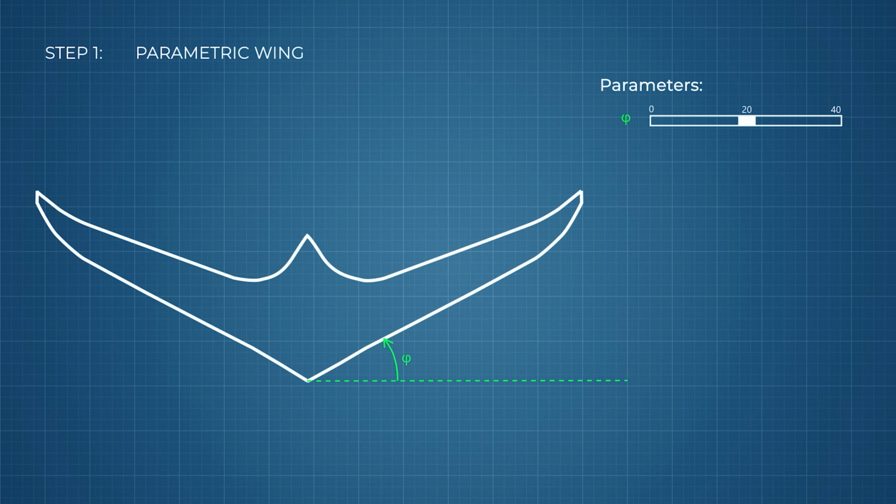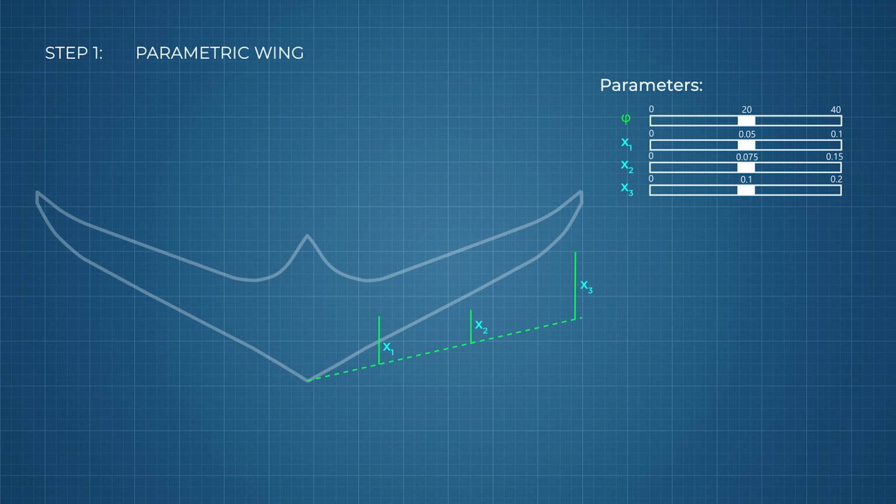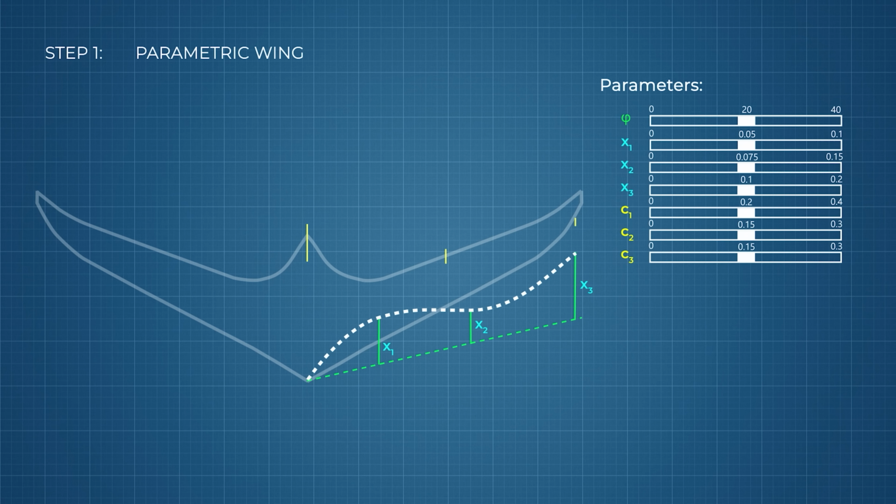But I didn't want the leading edge to be forced into a perfect straight line, so I added 3 more parameters that nudge the leading edge forward or backward at different points along the span. That's what allows the planform to morph smoothly instead of looking like a simple trapezoid. Then comes the chord distribution. 3 parameters along the span control how much the chord drops towards the tip, so the wing tapers smoothly and stays easy to build.